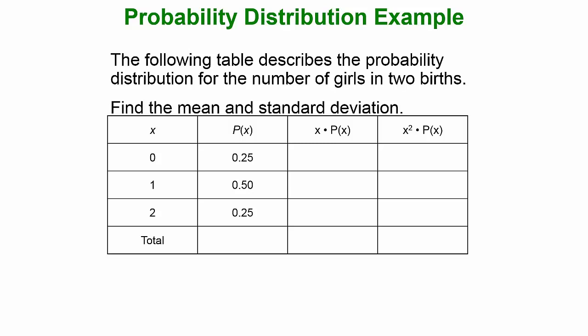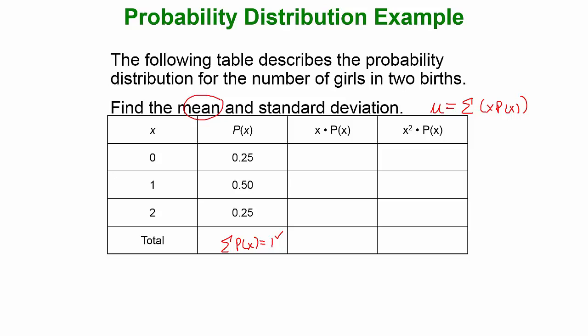In order to find the mean, the formula for mean is the sum of x times p of x. First, let's see if this is a probability distribution. If I add the probabilities 0.25, 0.5, and 0.25, the sum of the probabilities is 1. So it does satisfy that requirement.